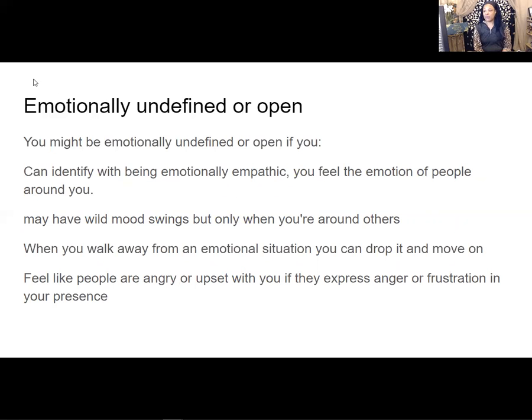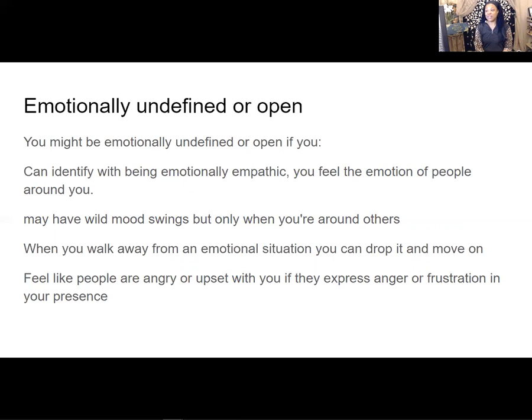I'm going to talk about what it means to be emotionally undefined or open. A lot of you here have that going on as well. If you're emotionally undefined or open, you might be able to identify with being emotionally empathic. So you feel the emotions of people around you, and you know that what you're feeling emotionally is coming from those people.